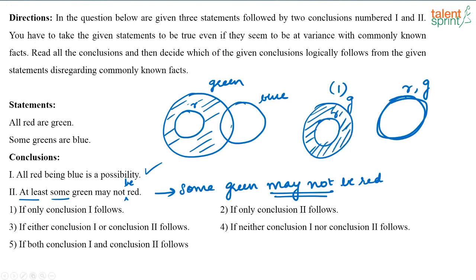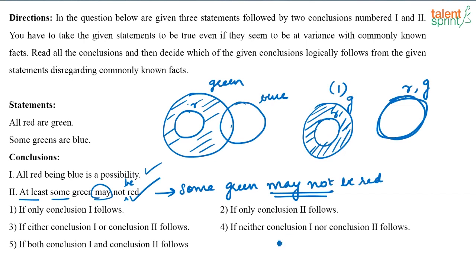So "some green are not red" is definitely a possibility. That is what this second conclusion means. The second conclusion means "some green is not red" is a possibility. So definitely "some green is not red" is a possibility. So yeah, "may" represents possibility. So the second conclusion also follows because it's a valid possibility, right? If this is the case, then it is a valid possibility.